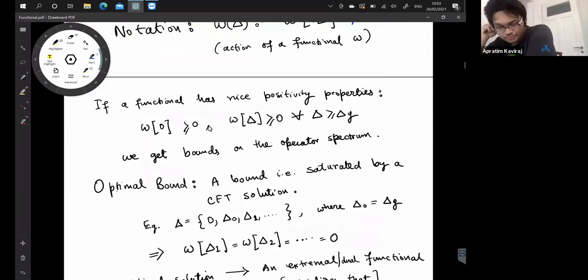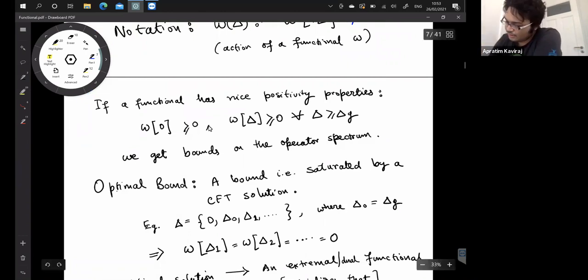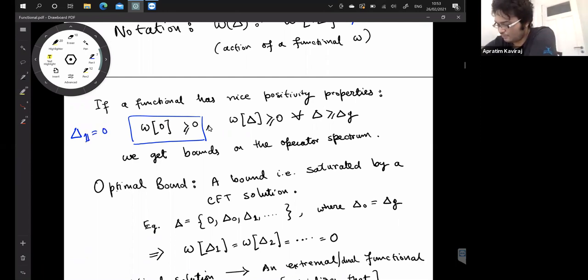Oh, all right. So if you have a functional, it is also necessary for it to have certain properties. And one of the most important properties that are usually desired is the property of positivity. And so by positivity, I mean the following. Let's say that you have a functional with the following positivity properties, that its action on the identity is the following. By the way, the identity is given by conformal dimension of 0. So its action on the identity.